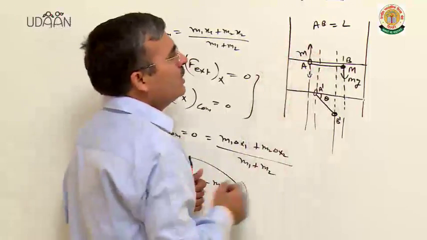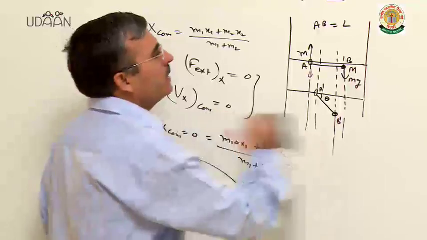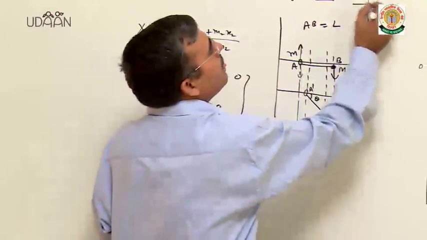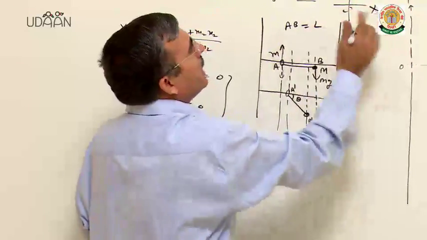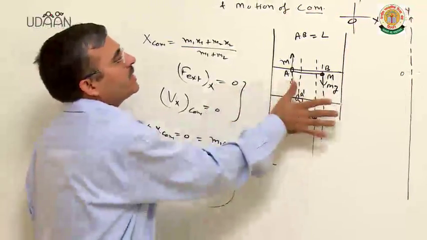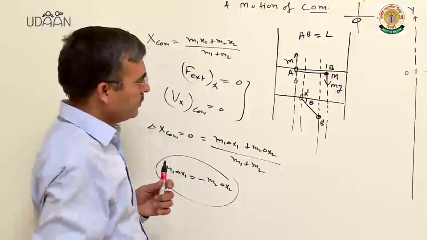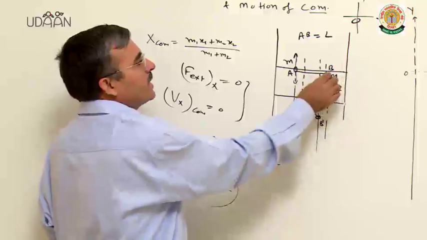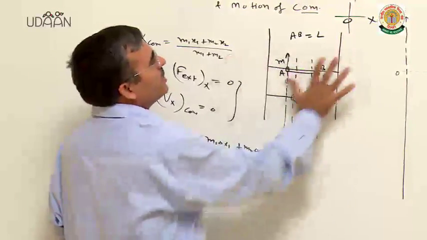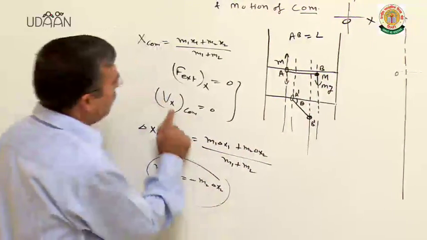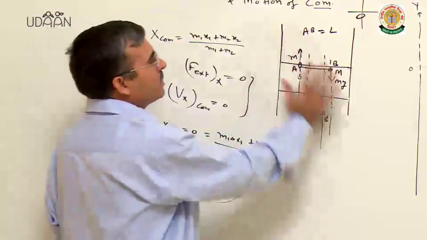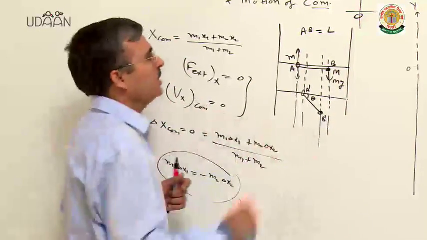So in this situation, if I take x and y axes, this system is in the xy plane, and in the x direction there is no force. Initially the system is at rest. I have held that body here. It means velocity in the x direction will be zero, so the center of mass will not change in the horizontal direction, in the x direction.